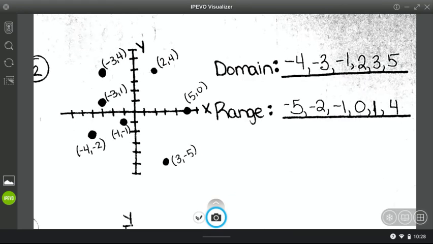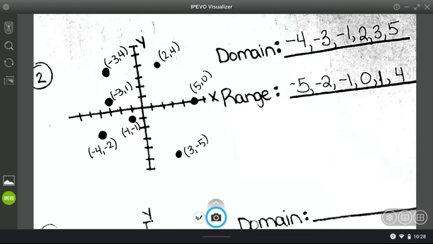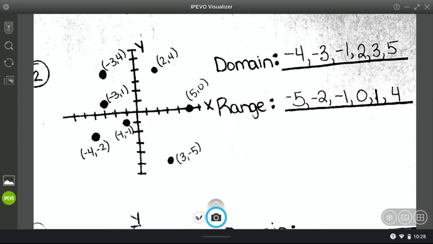So if you want to list out all of your coordinates and then look at your x's and then look at your y's, that's totally okay. But if you just want to read the x-axis from left to right and then read the y-axis from bottom to top, you can do that as well.